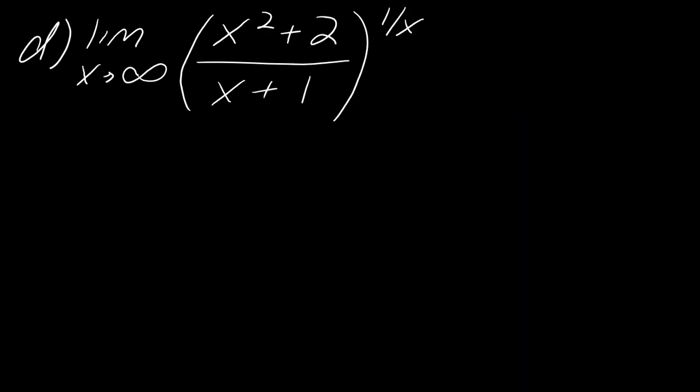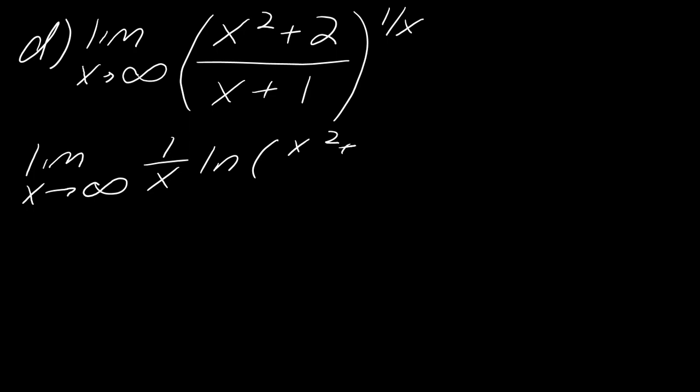Okay, so let's keep the party going. Now if I look at this, I can see that this is going to have that infinity to the 0 format. So I've got the limit as x approaches infinity of x squared plus 2 over x plus 1, and then all of that to the 1 over x. So I'm just going to jump right into taking the natural log, and I'm also going to jump right to bringing this exponent down.